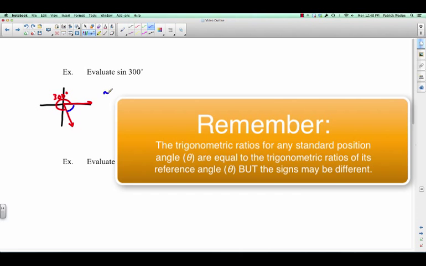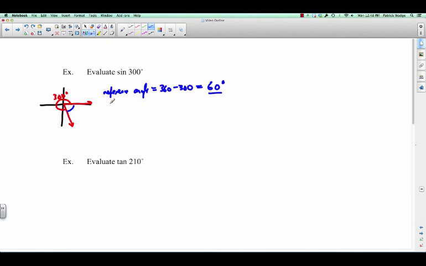So what's the reference angle? The reference angle in the fourth quadrant, the way you get it, is you take the whole way around, 360, subtract the standard position angle, 300, and you get 60 degrees. So this is our reference angle, 60 degrees. Now the other thing you have to think of is, in the fourth quadrant, what sign is sine? Is sine positive or negative? Sine in quadrant 4 is, so let's write this up here. Remember, All Students Take Calculus. In quadrant 4, the only one that's positive is cosine. So that means sine is negative.